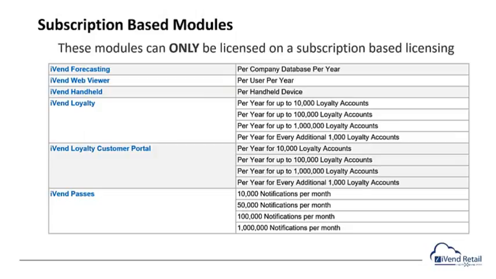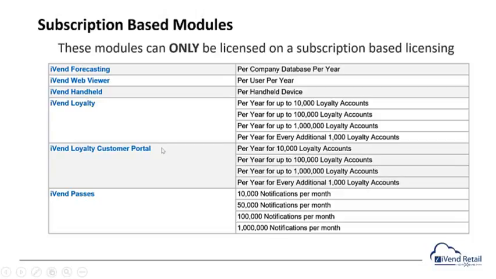Whenever a retailer licenses iVend retail for the first time, 1,000 loyalty cards are included in the package. So essentially that means 1,000 loyalty cards are for free. From there on, if you have to license, then you have 10,000 loyalty accounts per year, or 100,000 loyalty accounts per year, or 1,000,000 loyalty accounts per year. And you can always add additional loyalty accounts in batches of 1,000 each.